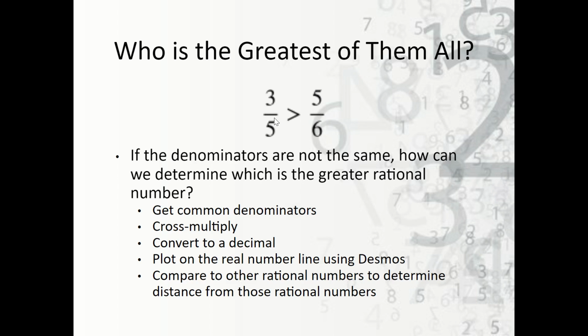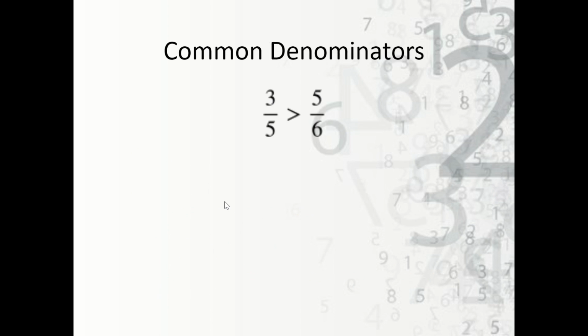So let's say, let's try to figure out if these are comparable. If one's bigger than 1/2 and the other one's not, well, then we know that the one that's bigger than 1/2 is the greater number. So those are some examples of what we can do.